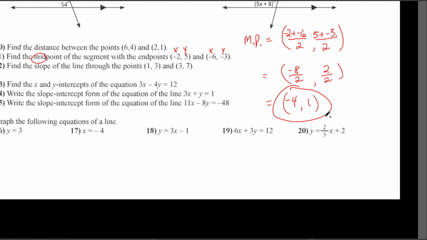It's not hard to do, but you got to know the formula, though. That's the key. If you don't know the midpoint formula, you're not going to be able to do this. You got to know the midpoint formula. All right? Super important.